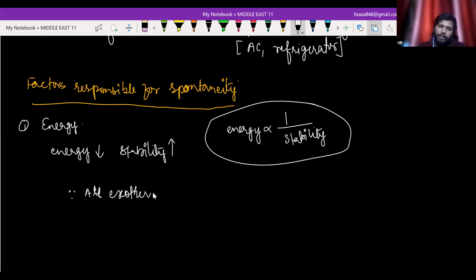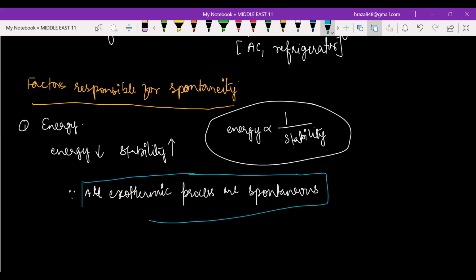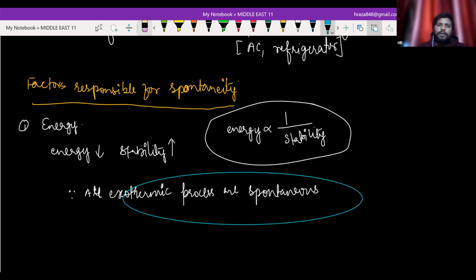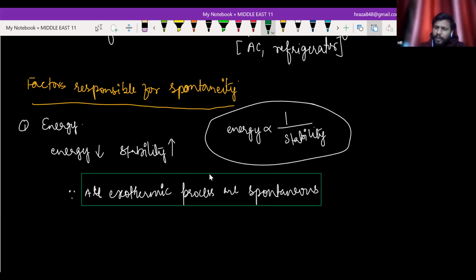So every exothermic process is spontaneous. All exothermic processes are spontaneous. Is that clear, everyone? Because every substance wants to be stable, and an exothermic process is one which releases energy. So it will release energy to get stabilized. So all exothermic processes are spontaneous processes. Is that clear? Yes, sir.